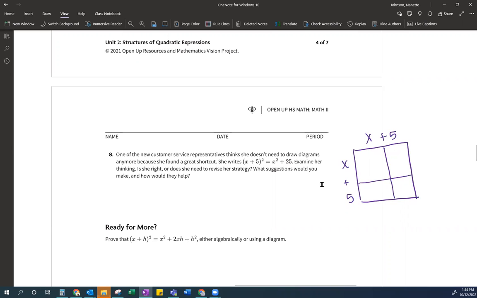So what would go in this little area right here? What would this one be? Yeah, x squared, very good. What would go in this little area here? Very good. Okay, got a bunch of you on point.